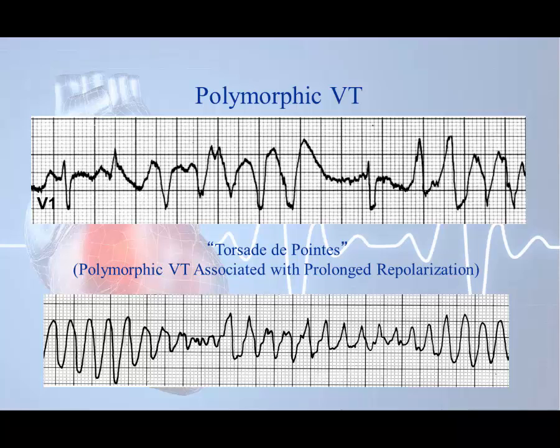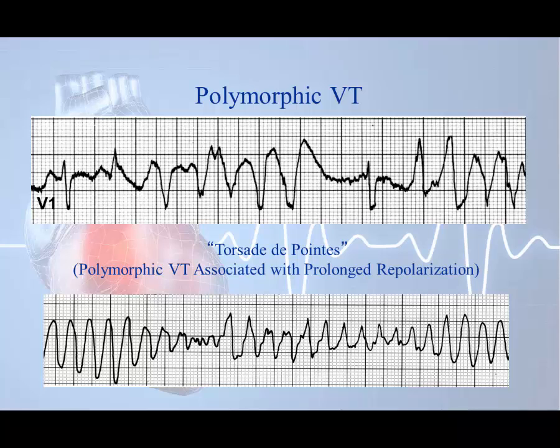Polymorphic VTAC. Confirm, check leads for artifact, treat the patient; requires immediate defib. If a long QT interval is observed during sinus rhythm, the VTAC is torsades. May choose to immediately use mag sulfate in that instance. In the absence of a prolonged QT interval, the most common cause of polymorphic VTAC is myocardial ischemia.